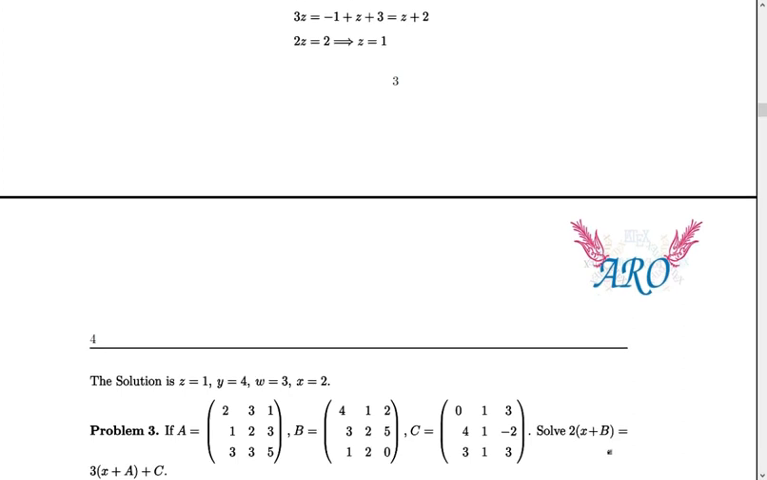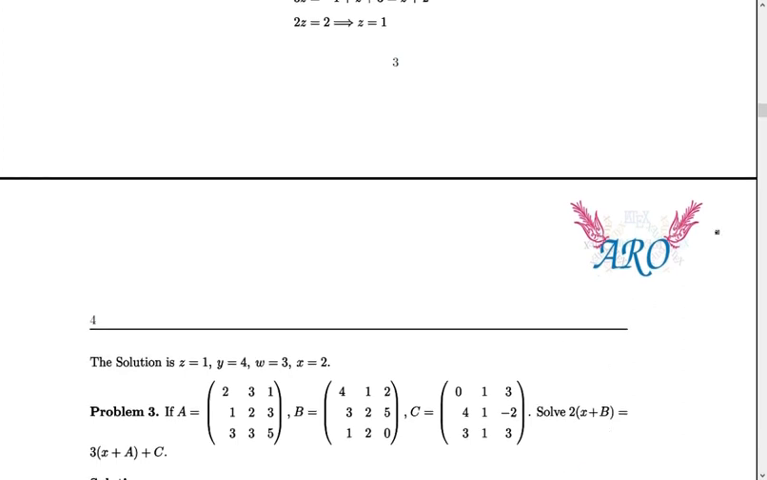Okay, the next question is, if A is equal to a given matrix, and B is equal to this matrix, and C is equal to another matrix, we have to solve 2 times X plus B is equal to 3 times X plus A plus C. That means we have to find the value of X from this. X is the unknown matrix. X is not a variable, X is a matrix. We have to find the value of that matrix X.